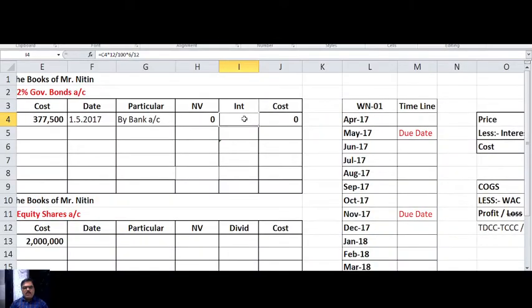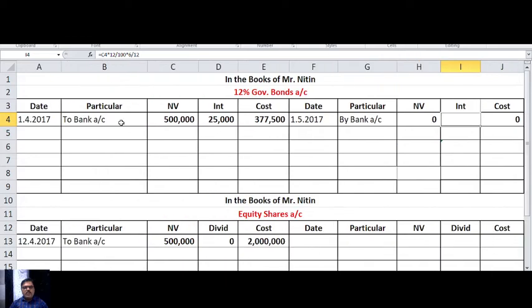Now interest. How to calculate the interest for 6 months? That is on 5 lakh. So here 30,000. How does that 30,000 arise? C4. C4 means 5 lakh. 5 lakh multiplied by 12 divided by 100. That is the rate of interest. Multiplied by how many months? 6 months divided by 12. Very simple. Okay, now we will go further.